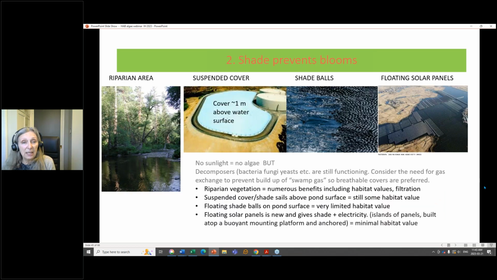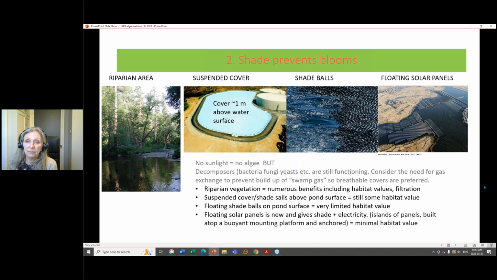If you have no sunlight, you have no algae problem, but it doesn't stop the decomposers. The bacteria, the fungi, and the yeast and so on are still functional. And consider the need, if you're going to consider a cover, that you need to have gas exchange in order to prevent the buildup of swamp gas, which is methane, hydrogen sulfide, and carbon dioxide. And so you need a breathable cover.